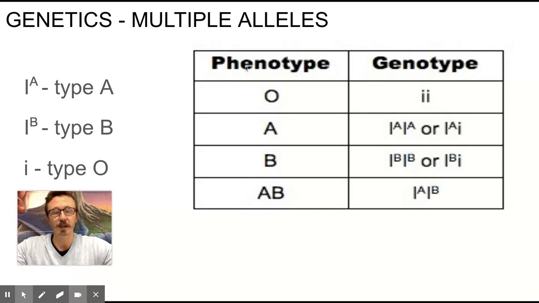So these are our phenotypes. This is what you would be able to recognize if you were to look at the blood cell under a really strong microscope. This would be the physical appearance. You have type O blood, type A, type B, and type AB. So we have four different blood types, and these four blood types are the result of a variety of genotypes.